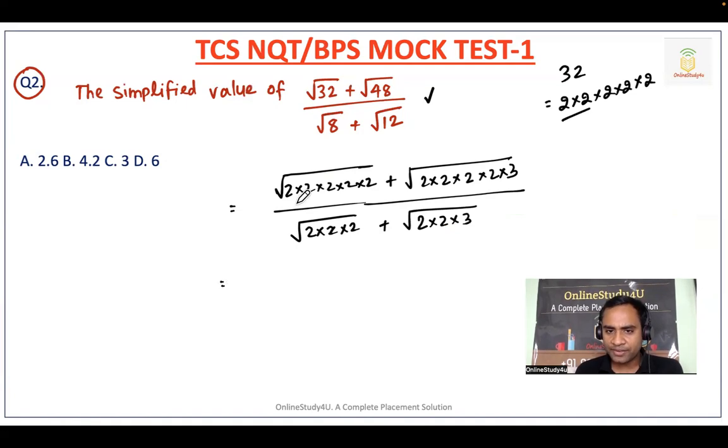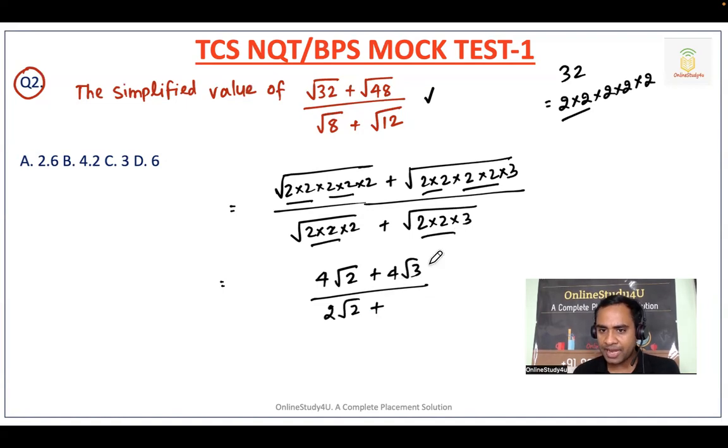Now, instead of 2, 2, 1, 2 will come out. That means 4 root 2 plus. Instead of 2, 2, 1 root 1, 2 will come out. 4 root 3 divided by. This is instead of 2, 2, 1, 2 will come. 2 root 2 plus. Again here 2 will come out, 2 root 3.